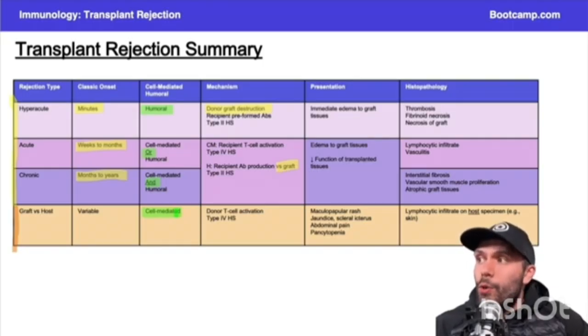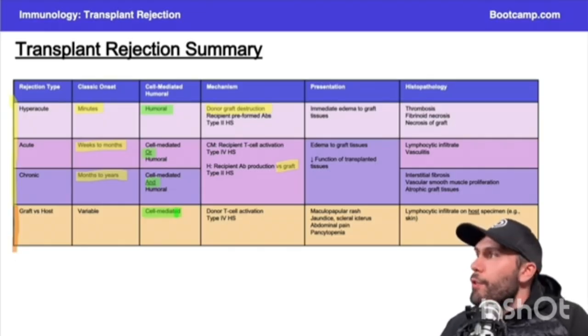Now, if it's graft versus host disease, you know it's cell mediated. It's going to be probably CD8 positive T cells that were transplanted from a bone marrow transplantation or hematopoietic stem cell transplantation, or potentially a liver transplantation. Okay, so all those things that we talked about.